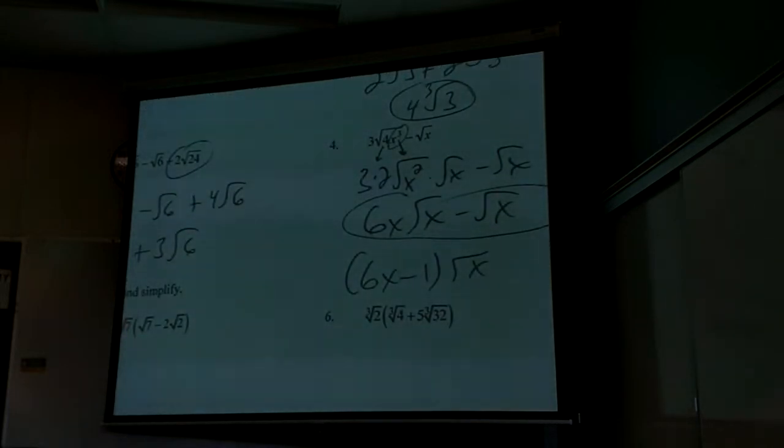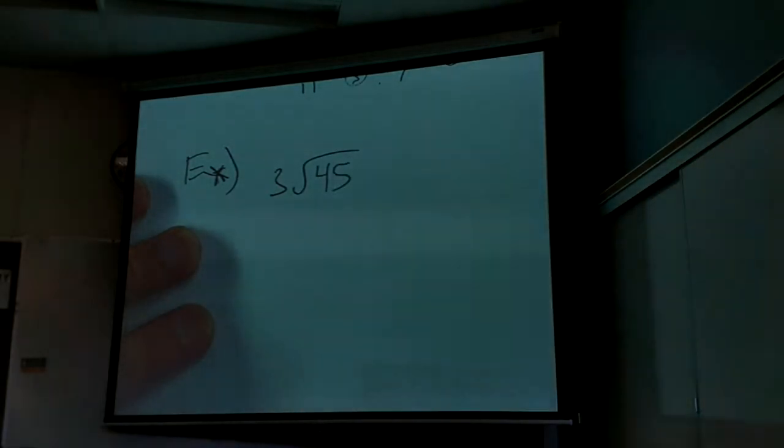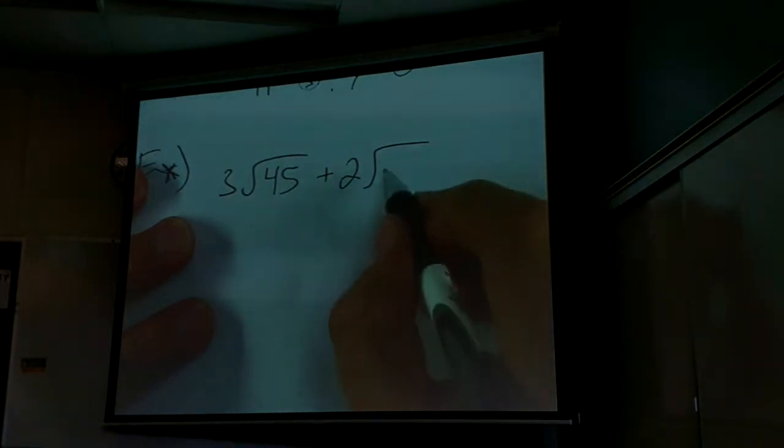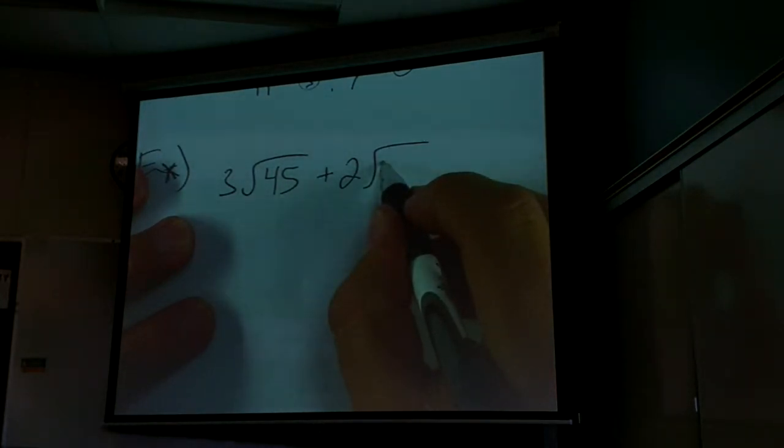All right, let me give you another one here, because this book didn't give you enough examples. Try this one. Good Lord, Jeff. All right, it's just that kind of day. Let's do 3 square root of 45 plus 2 square root of 125.